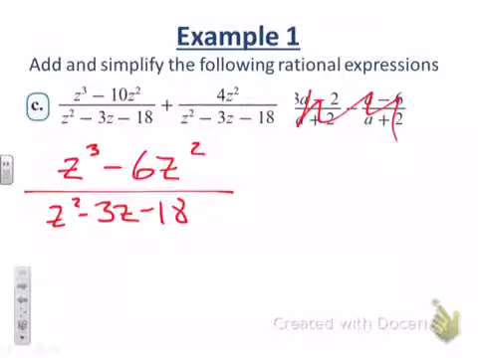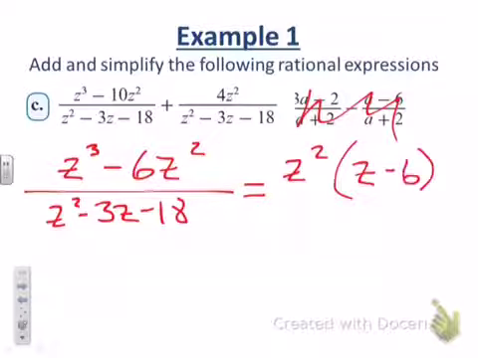But we're not finished yet. We have to determine if this can be simplified. How do we simplify rational expressions? By canceling what? Like terms? No, we can't cancel terms. We can cancel factors. How do you find the factors? By factoring. What can we factor in the numerator? Not 2, just z squared times z minus 6.